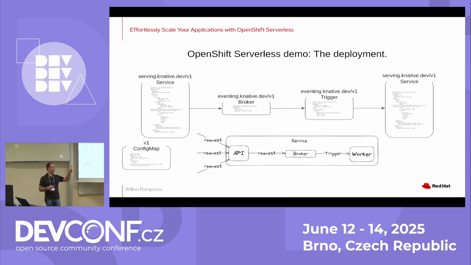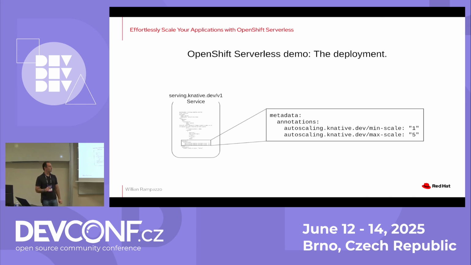Then we have the YAML for the trigger, which will set the rules to forward the information to the worker. And then we have a YAML for the worker. So here we have a serving service, and there we have a serving service. Then we have the broker and the trigger, mimicking the diagram of our application.